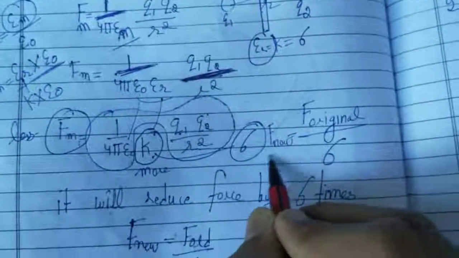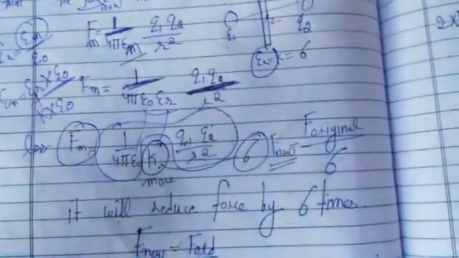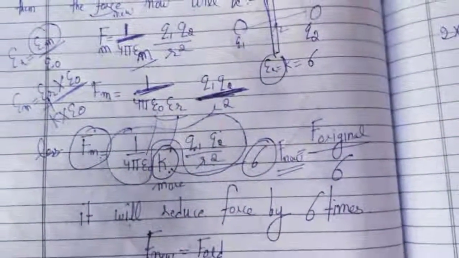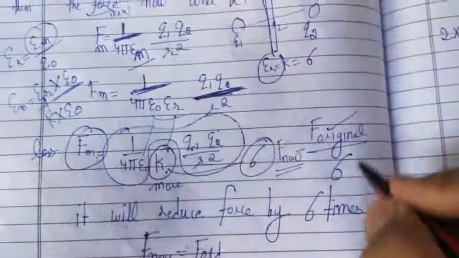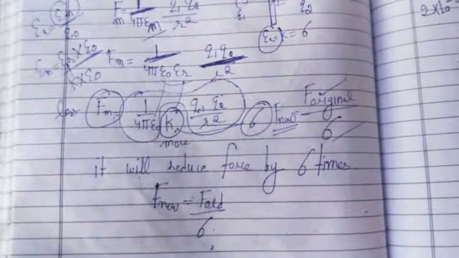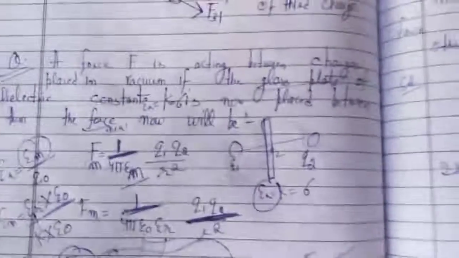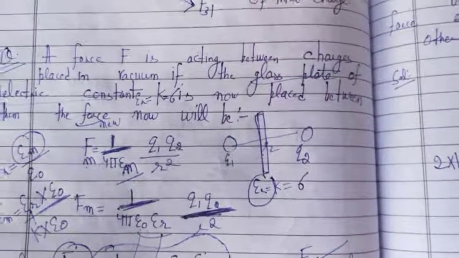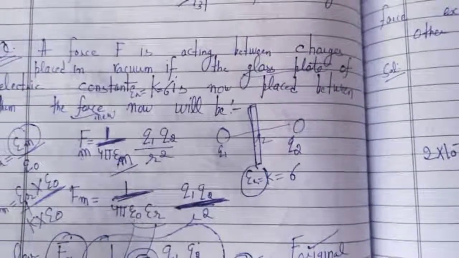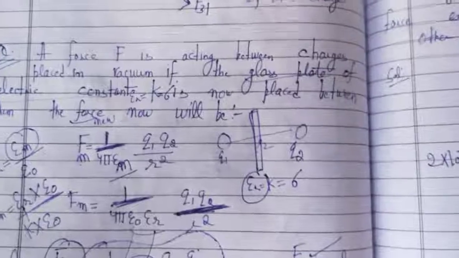So the new force that is acting in this case will be reduced by 6 times. That means the original force will be reduced by 6 times. So this is the concept. So they have asked what will be the effect on the new force if a plate of dielectric constant 6 is placed between two charges that are separated by some distance r in vacuum.